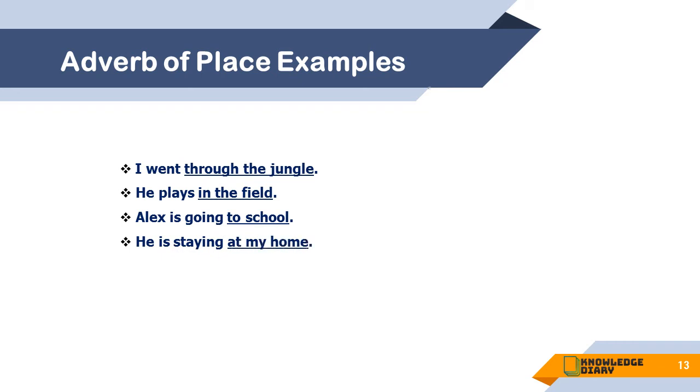Adverb of place examples, where. I went through the jungle. He plays in the field. Alex is going to school. He is staying at my home. The underlined words show adverb of place.